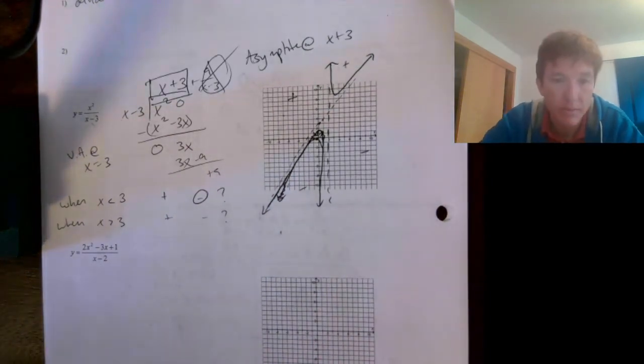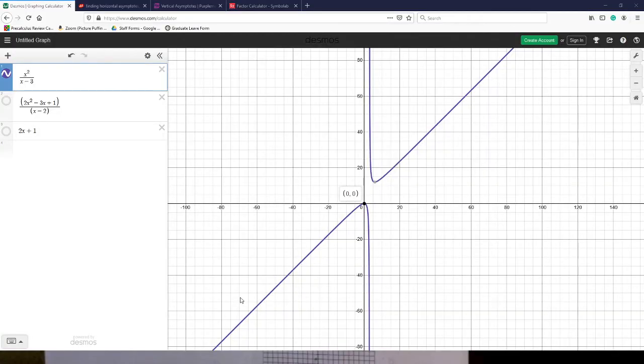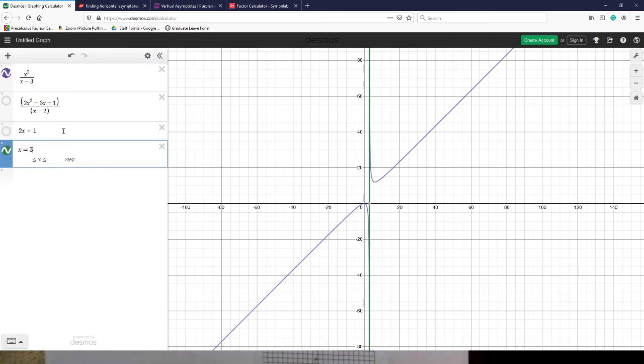And then, what else does it do? Looks like, yep, we have that. We have that. x equals 3, we have a vertical asymptote. It's the green line, and y equals x plus 3 is our slant asymptote. So there's our full graph.